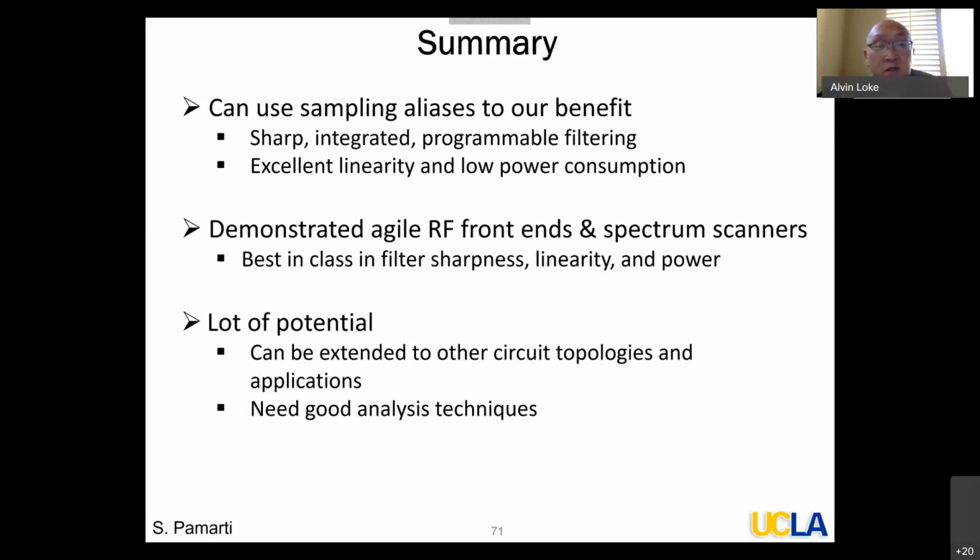Just while we wait for folks to do that, I do have a question. How sensitive is the performance of this technique when you have errors in getting the resistance versus time? Yeah, so that's an excellent question, Alvin.